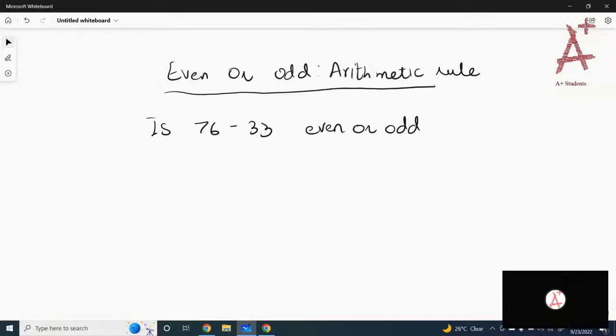Got it? So what about 76? Is 76 an even number or odd number? Okay, let me just revise what are even and odd numbers.